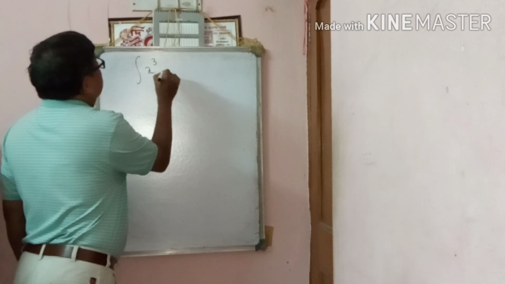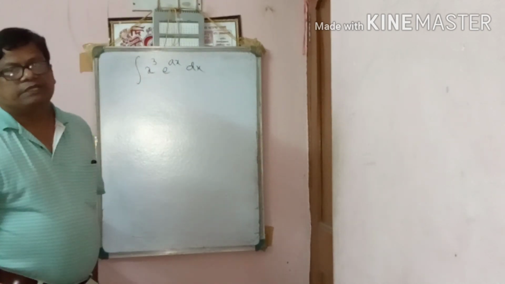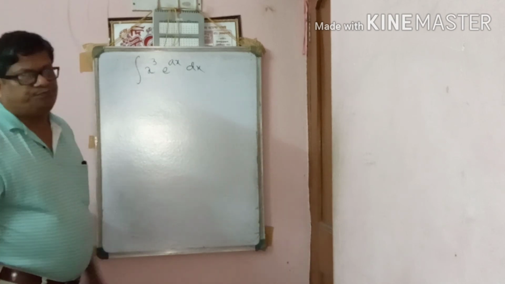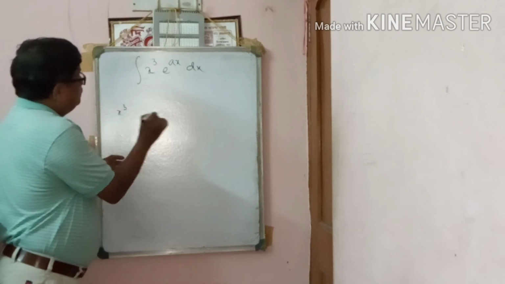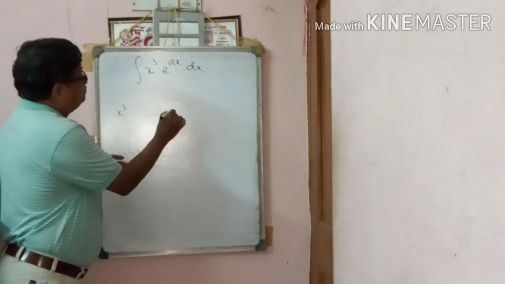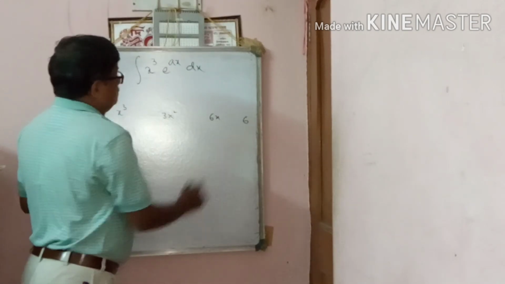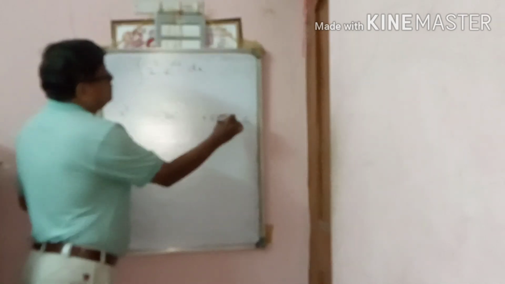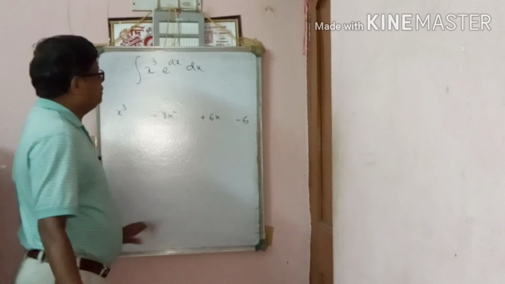Now, suppose the integral of x cube e to the power ax dx. See here. First write x cube, then 3x square, then here 6x, here 6. The signs are plus, minus, plus, minus. Okay. And after that constant c, no problem.